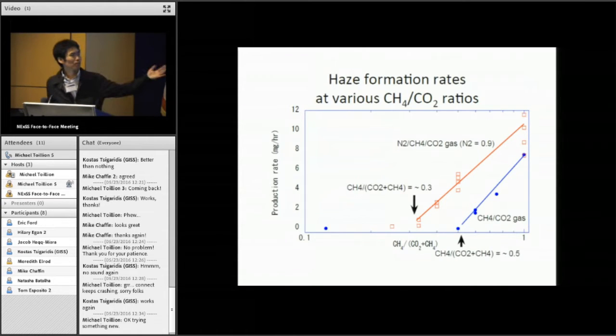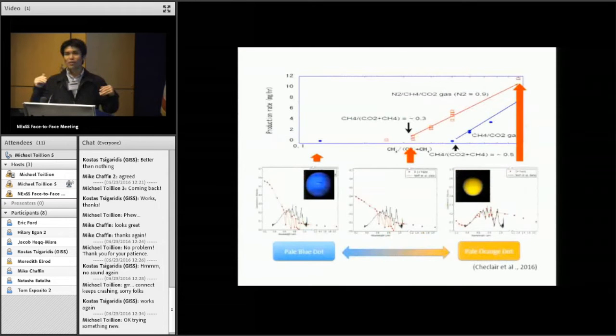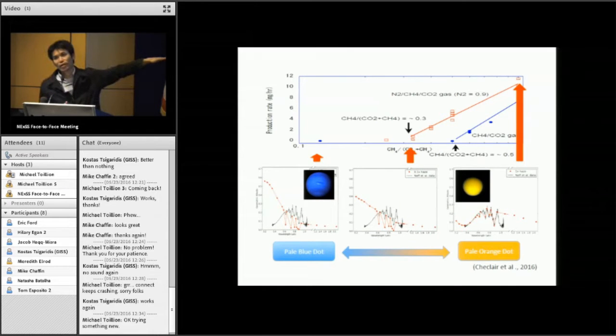For example, a different methane to carbon dioxide ratio as a quantitative number. And with this number, we can say, okay, this is the geometric albedo spectra we calculated for Titan. It's a very thick haze particle, converted to Rayleigh scattering, a pale blue dot. So this kind of data can be obtained from future direct observations.